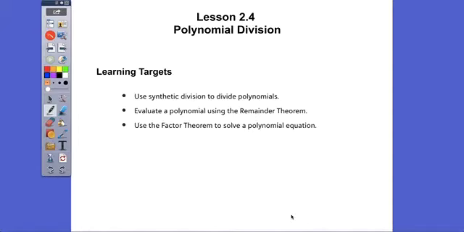Polynomial division. So the learning targets for today's lesson are we're going to learn how to use synthetic division to divide polynomials, and then a couple of applications of synthetic division. We're going to learn how to use synthetic division to evaluate a polynomial using the remainder theorem, and then another application of synthetic division is using the factor theorem to solve polynomial equations.